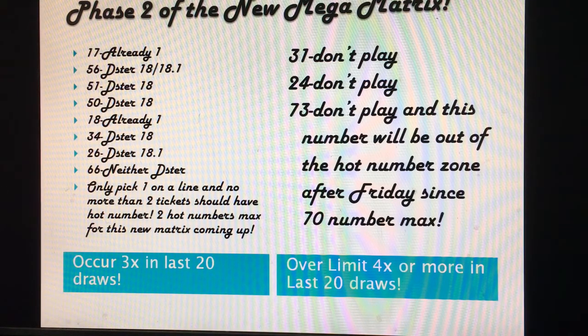So 56 would be on Ds to 18 and 18.1. 51 is on Ds to 18. 50 is on Ds to 18. And 34 is on Ds to 18. And 26 is on Ds to 18.1. And 66 is not on any Ds. So I wouldn't pick 66, a hot number, to be part of my picks for Friday.